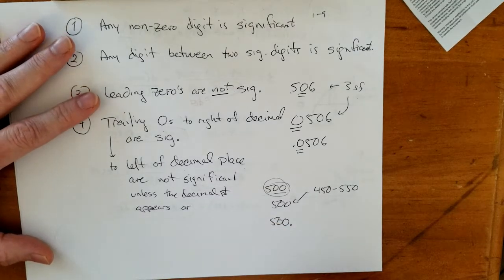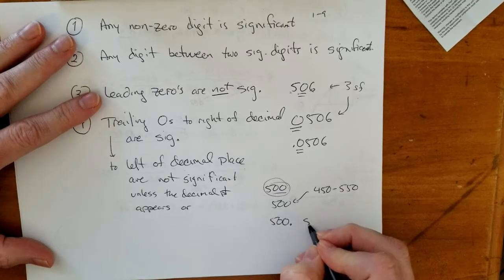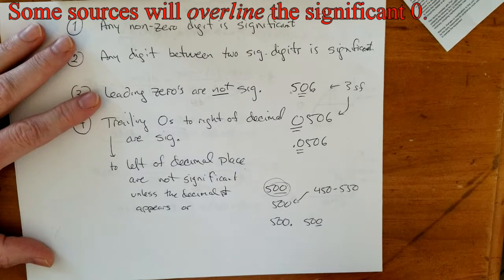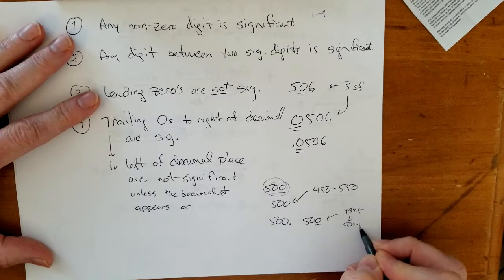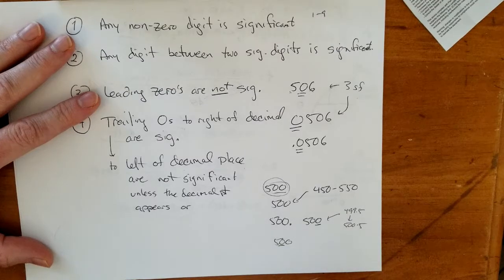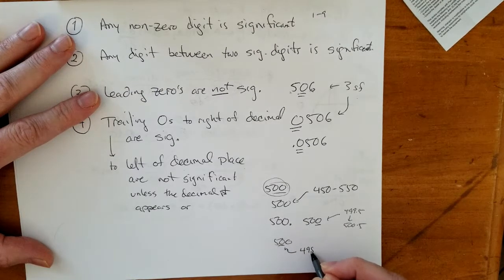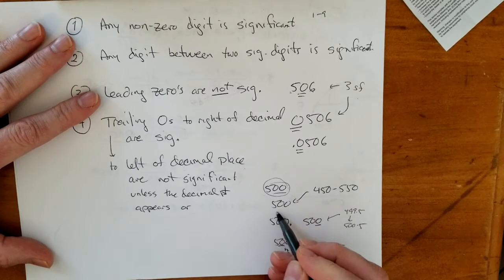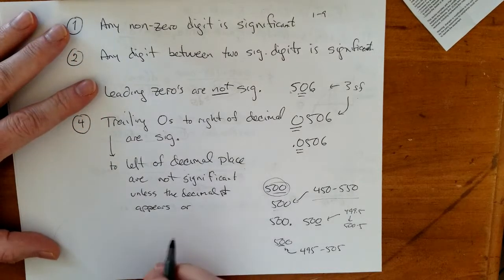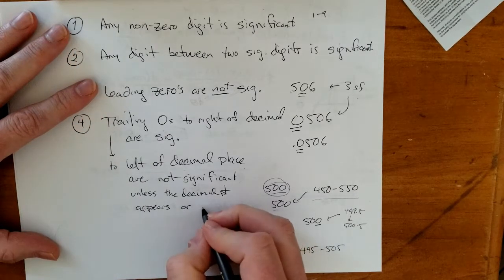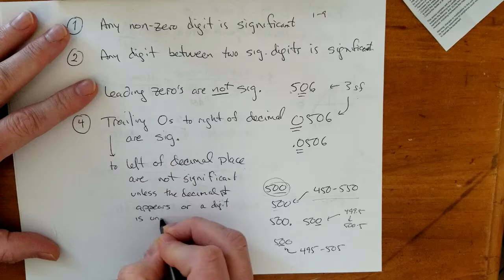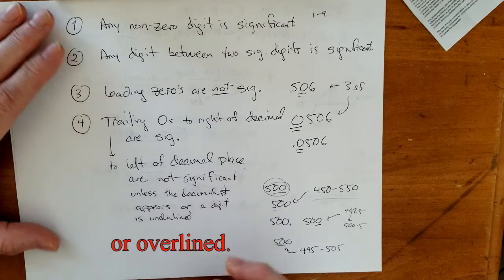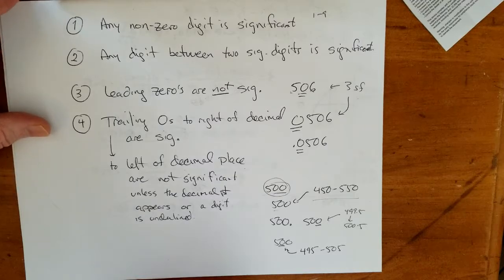Or the other way of expressing this is to underline that last bit of significance. So this would be anywhere from 499.5 to 500.5. If I did 500 and underline that one right there, this is between 495 and 505. And then if I just write 500, we're back to that a little bit fuzzier. So unless the decimal point appears or a digit is underlined. So those are the basic rules right there.